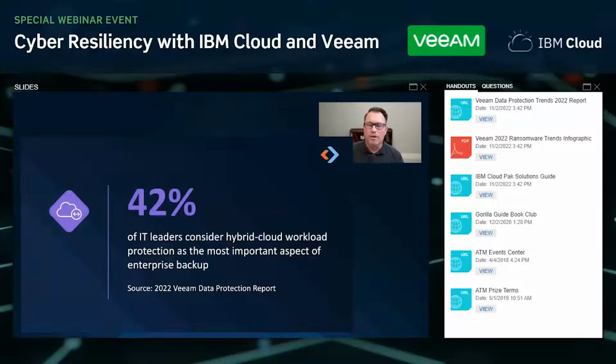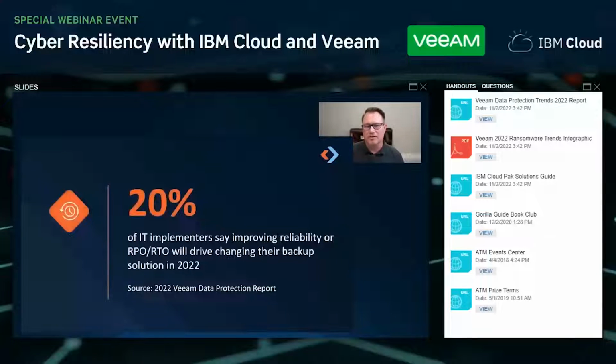Another stat here, 42% of IT leaders consider hybrid cloud workload protection as one of the most important aspects of their enterprise backup. And that's because, as we know, more and more applications are running across hybrid clouds. No more do applications just run in the on-premises data center. We've got SaaS applications, hybrid cloud applications, cloud-native applications, multi-cloud applications. And so these are all considered highly critical to IT leaders in the survey.